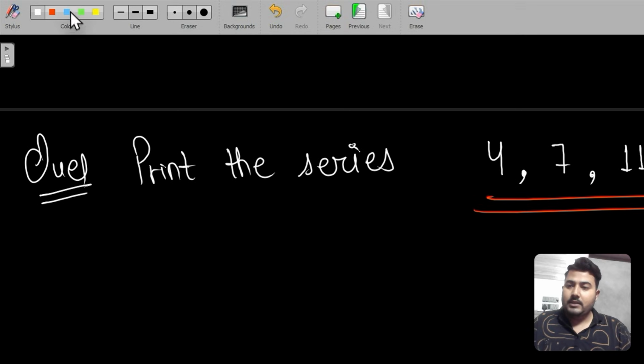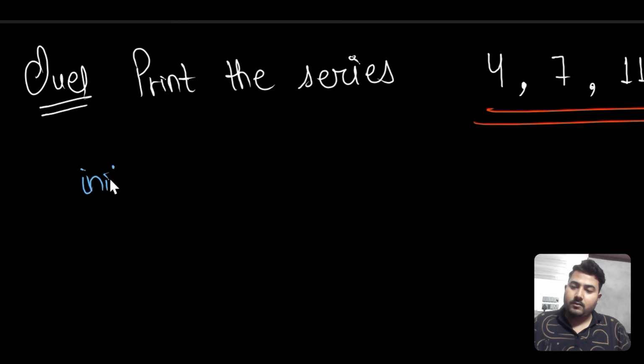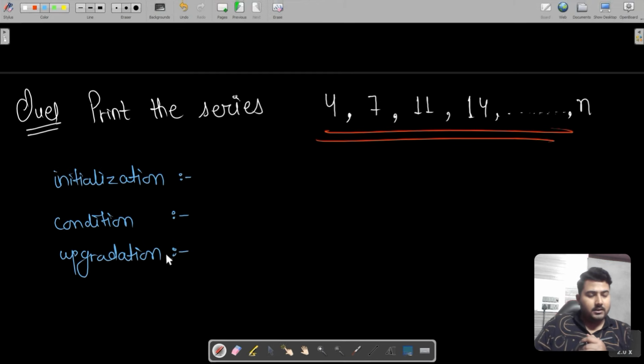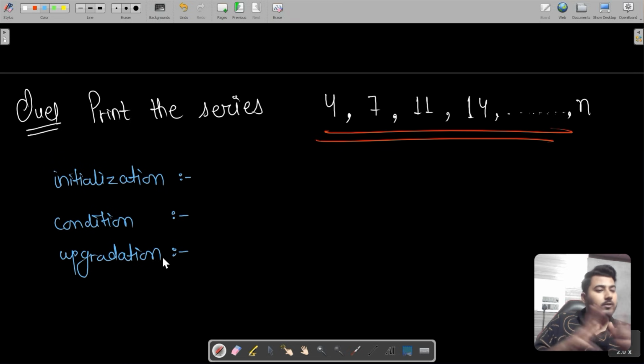I think three things we can easily find out. One is initialization, stopping condition, and obviously our upgradation. I would say you guys take a second, pause the video, and just write down these three things according to our question. Just try to figure out from what exact point our variable I will get started, at what exact point our condition will stop, and according to the series, by how much our number should be increasing every time.